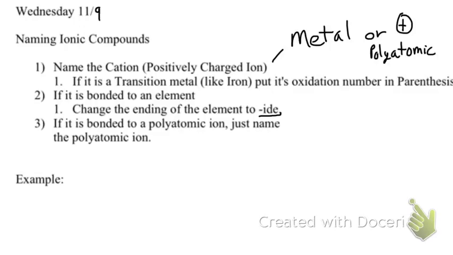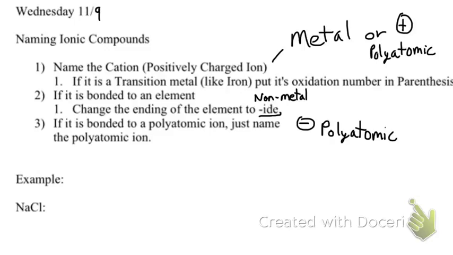There are only two positively charged polyatomics we've talked about, so it'll either be ammonium or hydronium if it's going to start an ionic compound. And then the endings will be nonmetals or negatively charged polyatomic ions. If it is a nonmetal, you'll change the ending to "-ide". If it ends in a negative polyatomic ion, you just name the polyatomic.